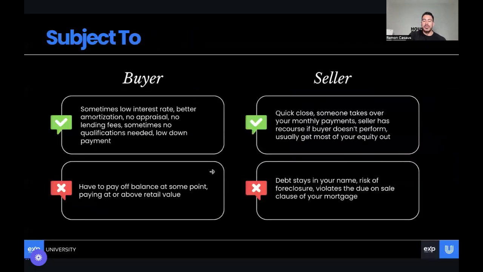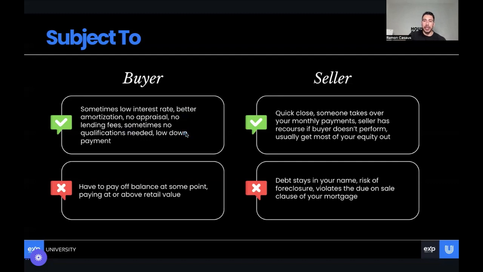Now, the interest isn't always going to be a super low interest rate. However, if it's lower than what you can get on the market right now in the mortgage world, well, then it's going to be a pro. And sometimes you literally are at 7% and you can do a subject to transaction for 3%. So sometimes you get to capitalize on an unheard of low interest rate.